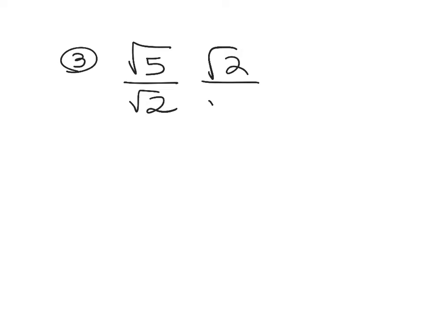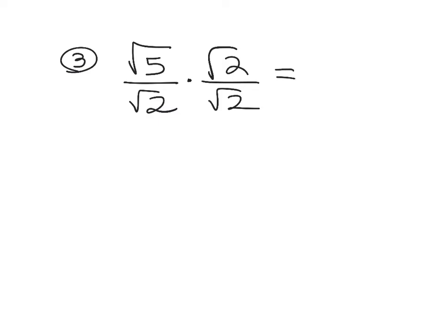Okay, let's try to do a radical like this. So number 3, square root of 5 over the square root of 2. What do I need to do to this problem? Multiply by the reciprocal? Nope. Good. I need to rationalize. So I need to get rid of that square root in the denominator. So I'm going to multiply both the numerator and the denominator by the square root of 2.